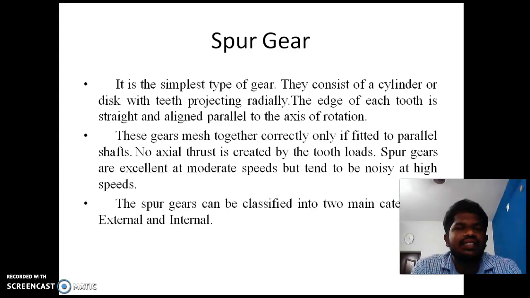These gears are classified into two types: external gear and internal gear. In external gear, gear teeth are formed on the outer surface of the blank, and in internal gear, teeth are formed on the inner surface of the blank.